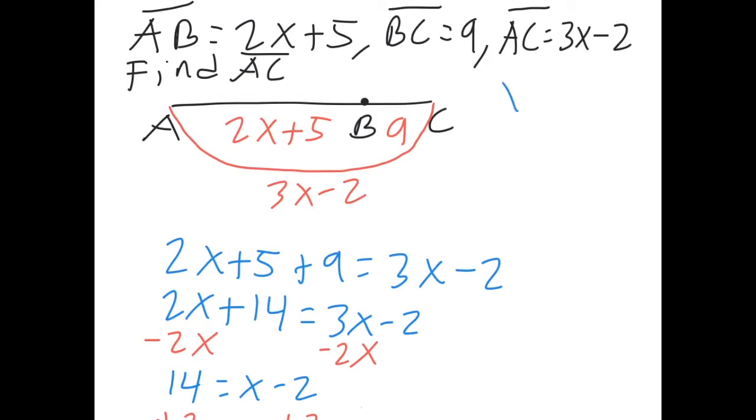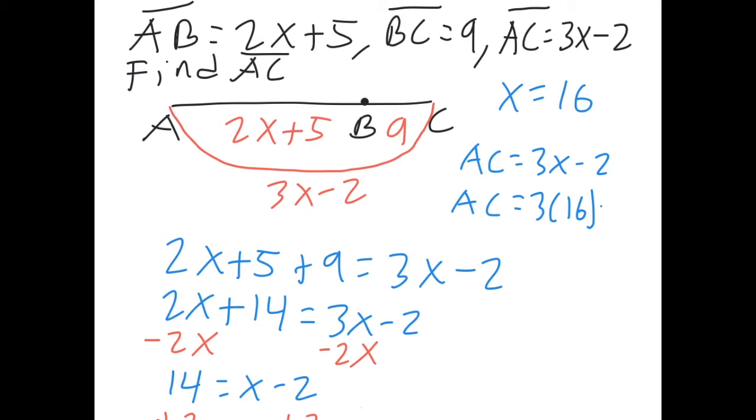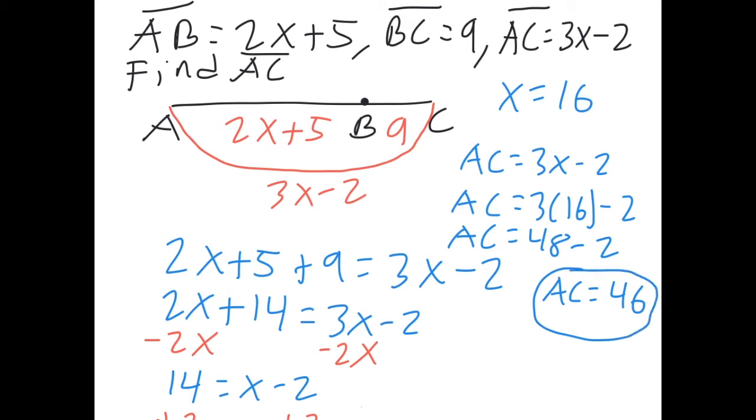So now that we know that x equals 16, we need to use that to find AC. So we know that AC is 3x minus 2. So then that means AC is going to be 3 times 16 minus 2, which is 48 minus 2. So AC is going to be 46. And that's our final answer.